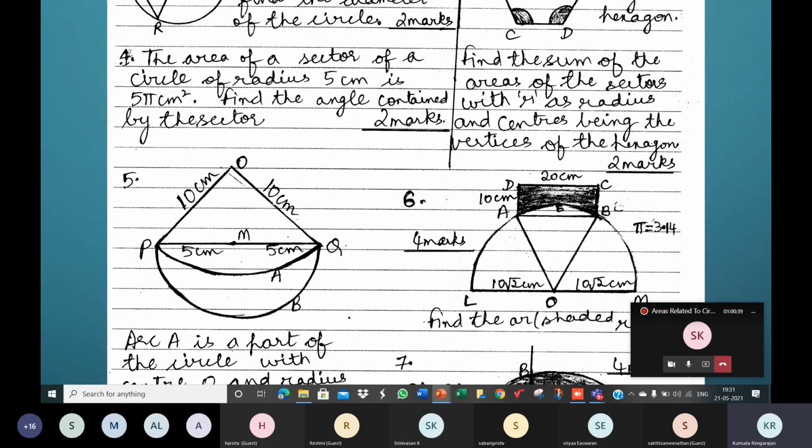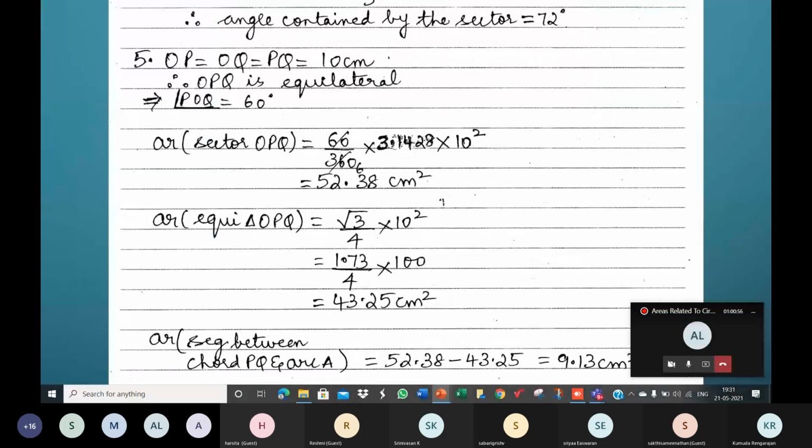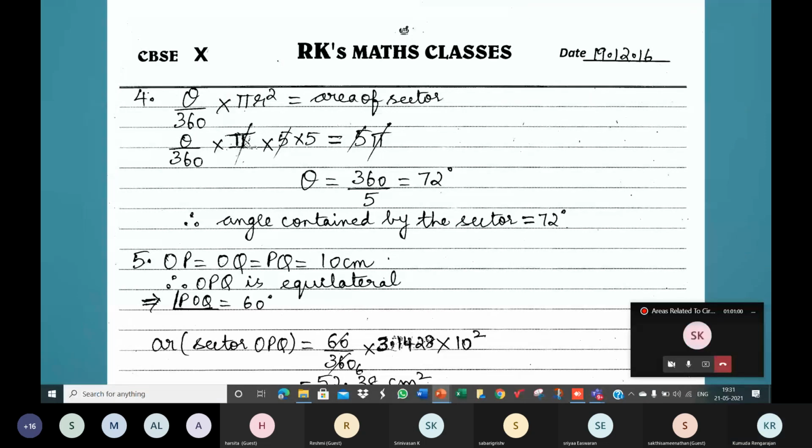So children, I was telling you that this formula has three unknowns: area of sector, theta, and radius. The others are constants, 360 and pi. So given any two, you can find the third one. See here, this is the formula. Substitute in the appropriate places. Area is given, 5 pi. You know the radius is 5. So you just have to substitute in the formula and find the value of theta, which is 72 degrees. Theta is 72 degrees.